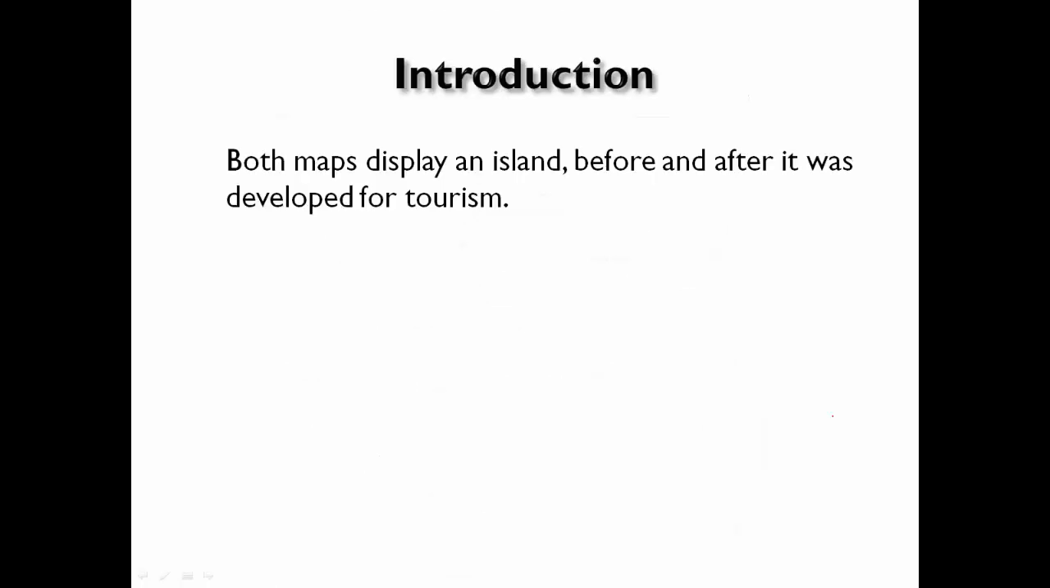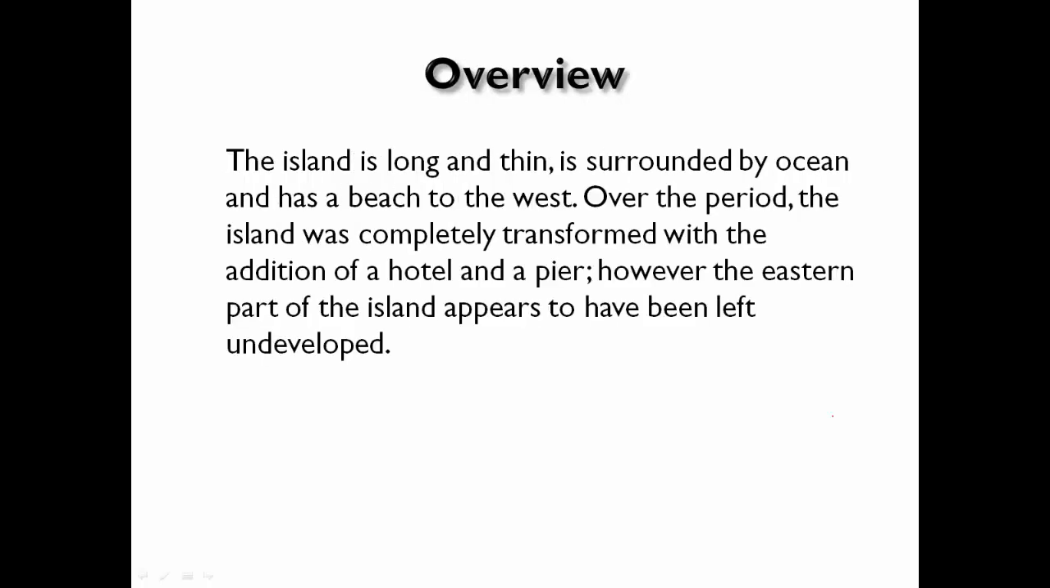So the introduction: both maps display an island before and after it was developed for tourism. So all I've done is just taken the question and I paraphrased it a little bit. Let's look at what I included in my overview. The island is long and thin, is surrounded by ocean, and has a beach to the west. Over the period, the island was completely transformed with the addition of a hotel and a pier. However, the eastern part of the island appears to have been left undeveloped.